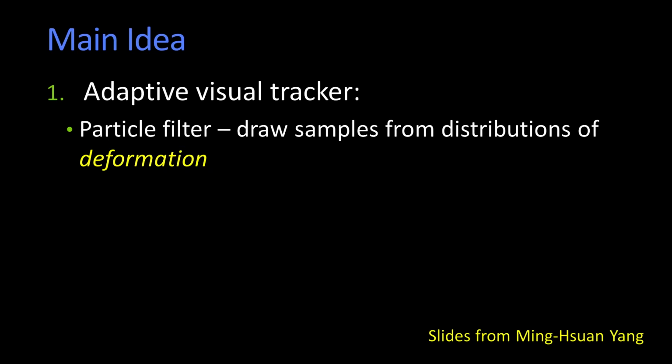So here are the main ideas, all right? First, we are going to use some form of a particle filter, but the particles are going to represent the deformation. And the deformation may mean just an affine, that is 6 degrees of freedom. It could be similarity. It could even be just translation. But the idea is that the particles are going to capture how the geometry changes from frame to frame.